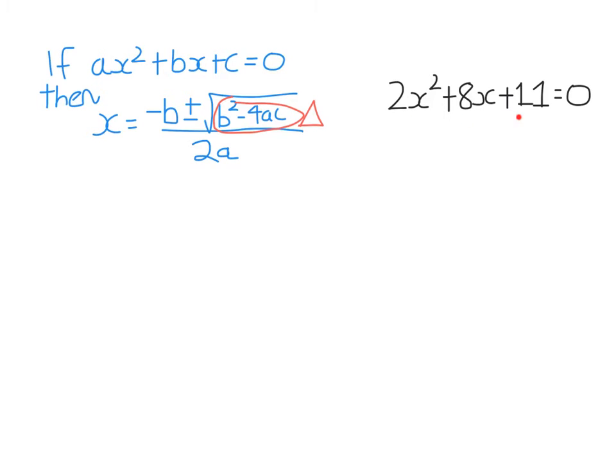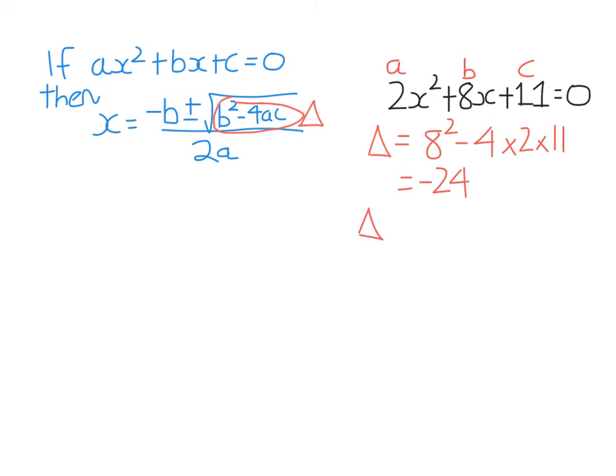So if we wanted to solve this, we wouldn't be able to factorize it. You can't actually factorize this. So let's try using the quadratic formula. So first step, calculate the discriminant, b squared minus 4ac. So here, b is 8, a is 2, c is 11. So the discriminant is b squared minus 4 times a times c. Now, if you put that in your calculator, you get minus 24.